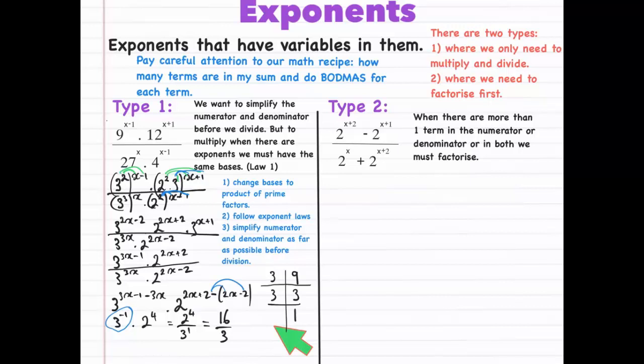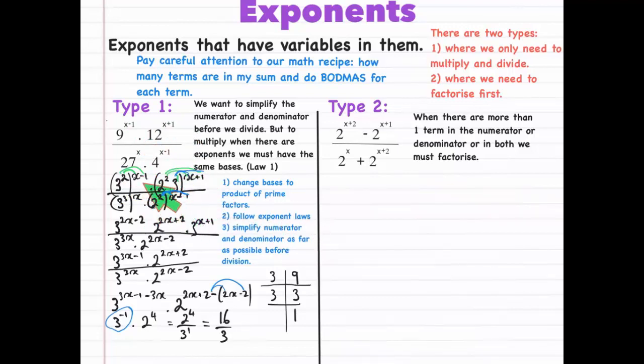So quite easy. When we see that we have a sum where the exponents have variables, we try to find out whether we have to factorize first. We don't need to, because there's no pluses and minuses in the numerator and denominator. It's just multiplication and division. So step 1, change the bases to a product of prime factors, which we did with the exponents still on the outside, right? Can you see?